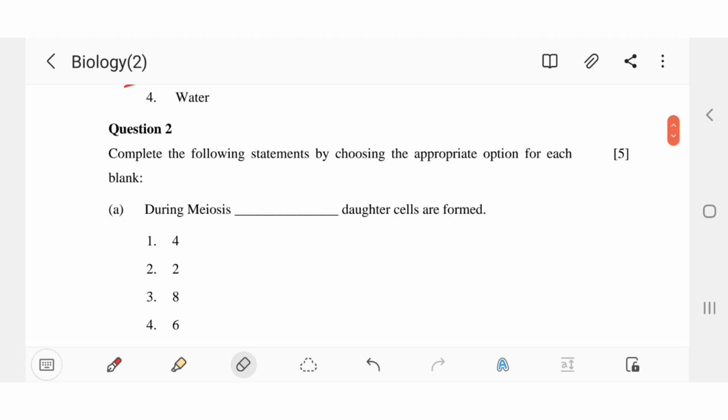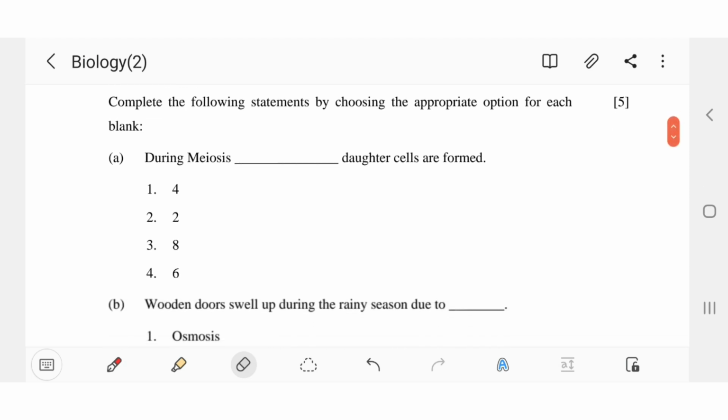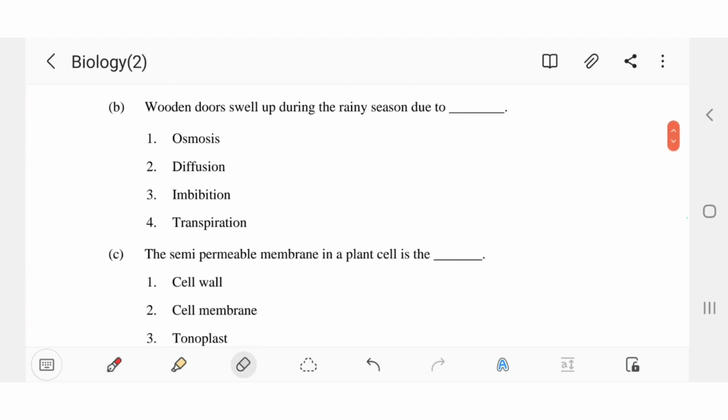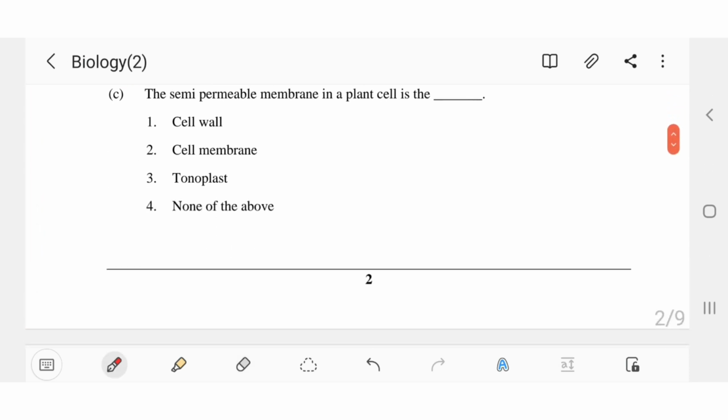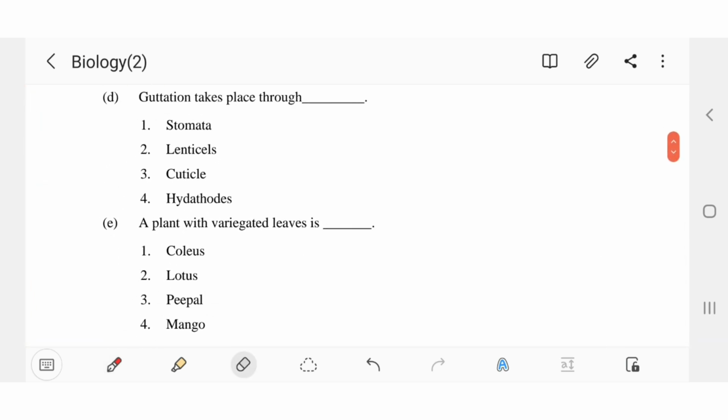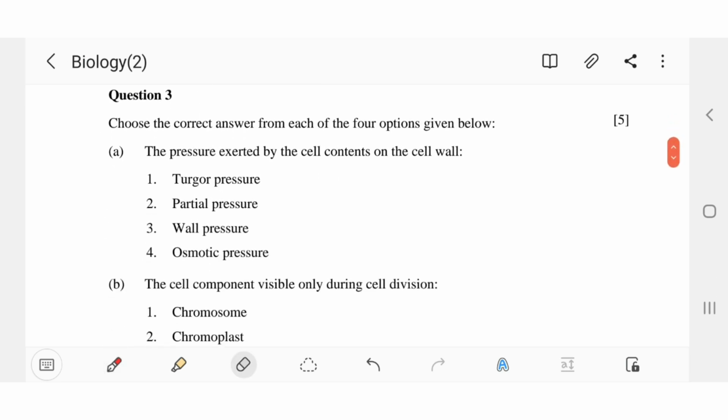Question number 2. Complete the following statements by choosing the appropriate option for each blank. A1: during meiosis, dash daughter cells are formed. 4. So easy. B1: wooden doors swell up during the rainy season due to imbibition. This may be given as an example also in your reader, right? In the heading imbibition. C1: the semi-permeable membrane in a plant cell is the dash cell membrane, obviously. D: guttation takes place through hydathodes. E: a plant with variegated leaves. This is coleus.